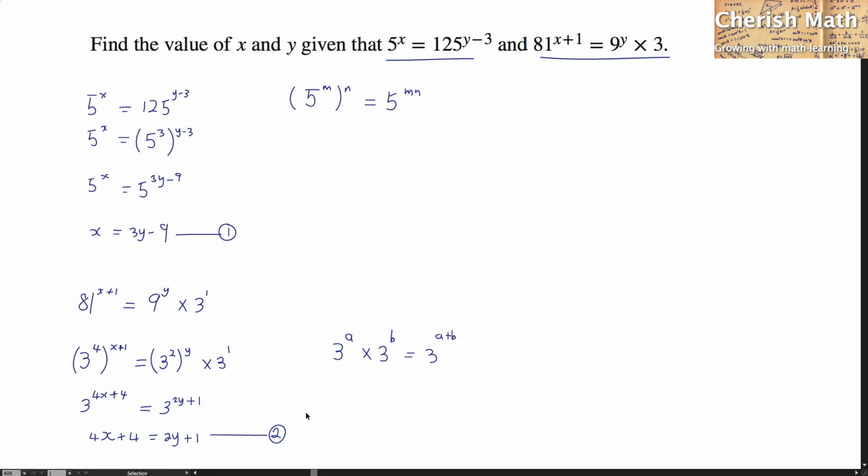Now, we need to solve the simultaneous equations between equation 1 and equation 2. Here is our trick of substitution. We're going to substitute equation 1 into equation 2. So 4 times the value of x, which is 3y minus 9, plus the 4 is the same as 2y plus 1.